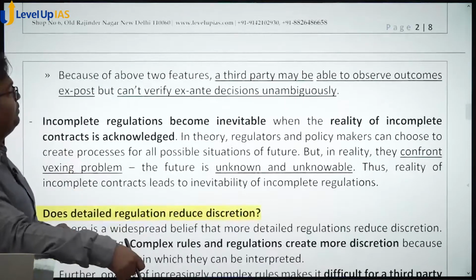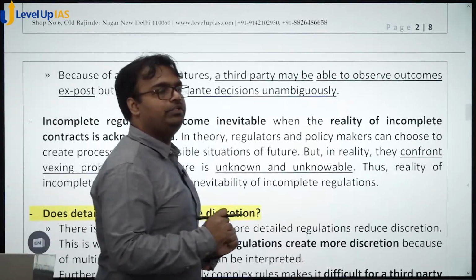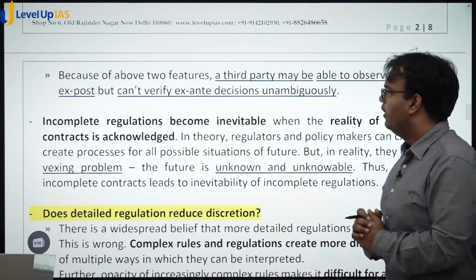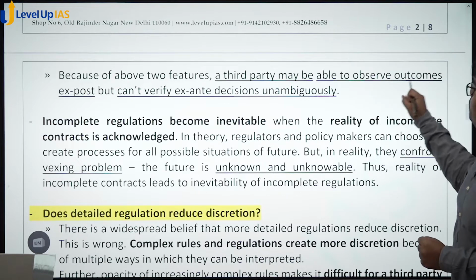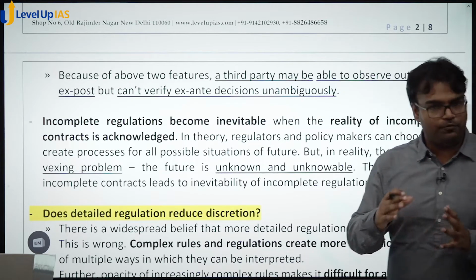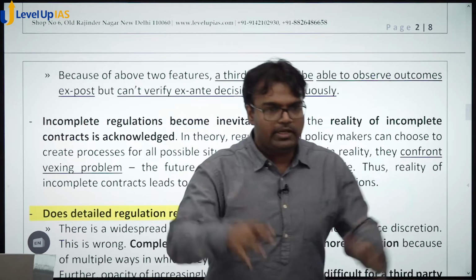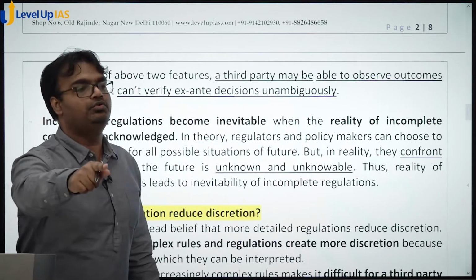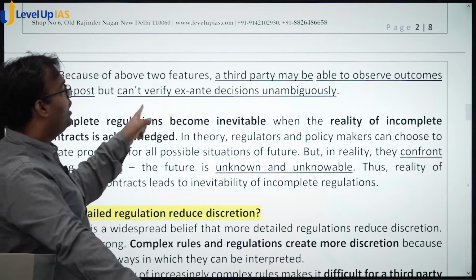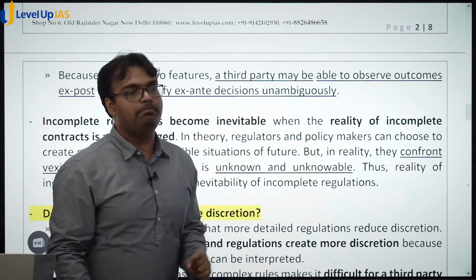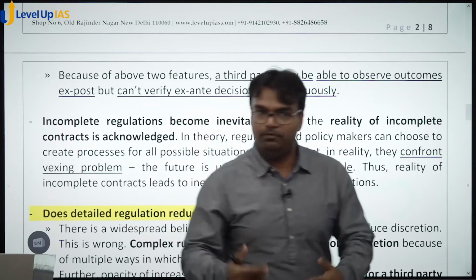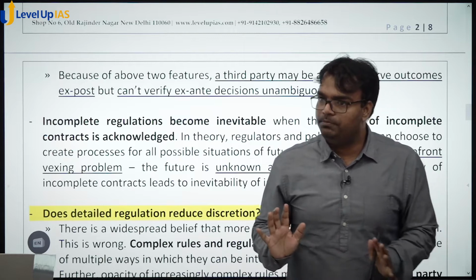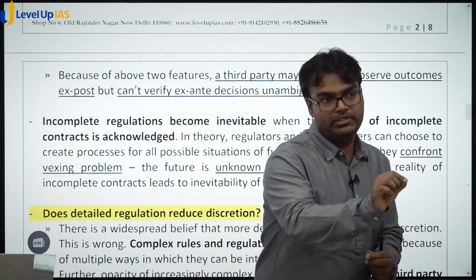And finally, the third reason we say that the contract is incomplete is that a third party may be able to observe outcomes ex post. After our contract has been implemented, a third party may come and say, see, you did not do this, see, you did not do this. But they can't verify ex ante decisions unambiguously. Right now, we bring that party before the contract. We say that this is our contract. That person will not be in a position to say, oh, you have missed this or you have missed that.